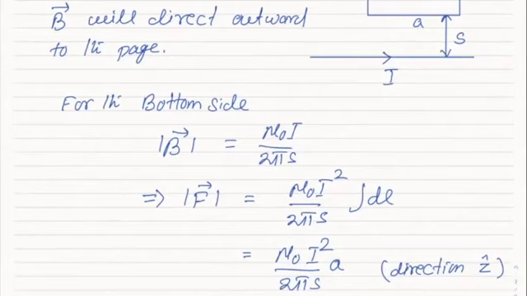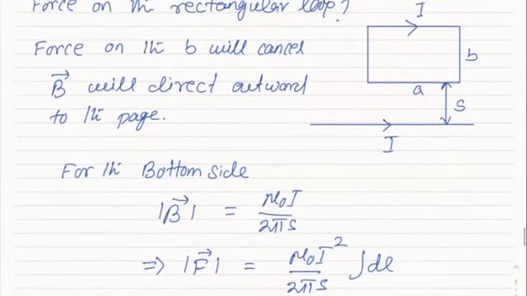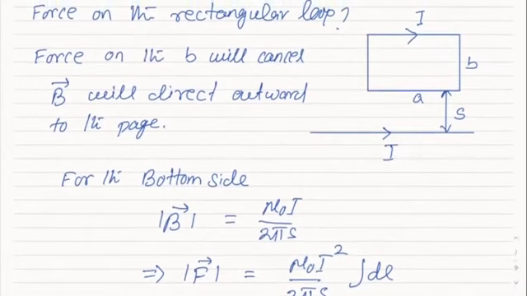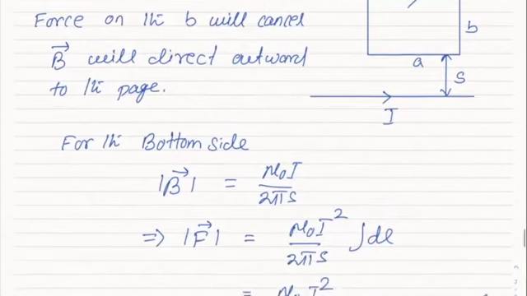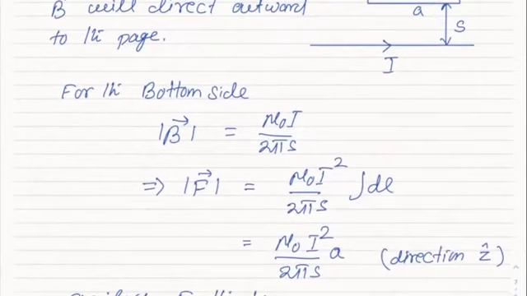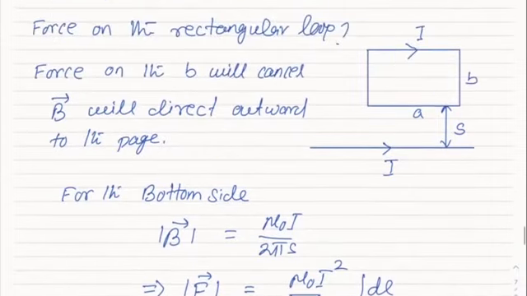Now integration over dl should give you A. So the final expression is mu 0 I square A by 2 pi S. And again, dl is along this direction, right? So you can again use the cross product rules and verify that the F direction should be z cap, towards up.